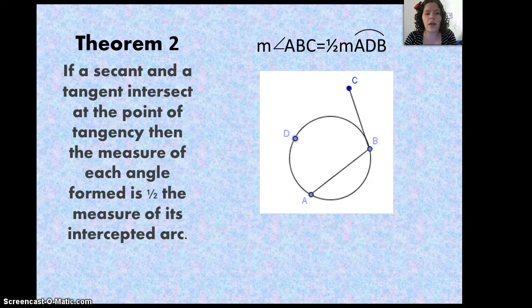Theorem 2. If a secant and a tangent intersect at the point of tangency, then the measure of each angle formed is 1/2 the measure of its intercepted arc. This means that if we wanted to find the measure of angle ABC, it would be 1/2 the measure of arc ADB.